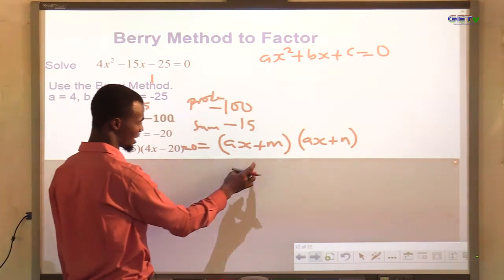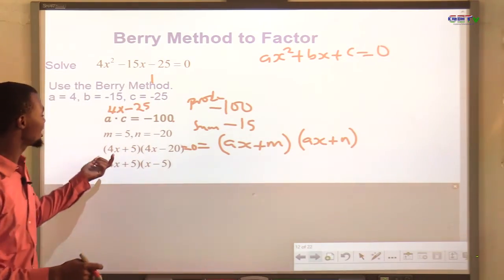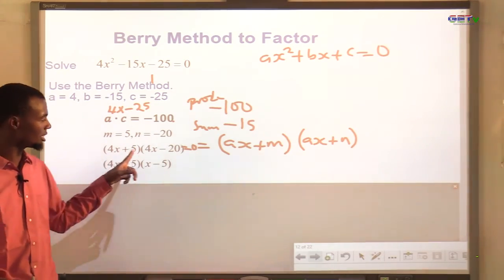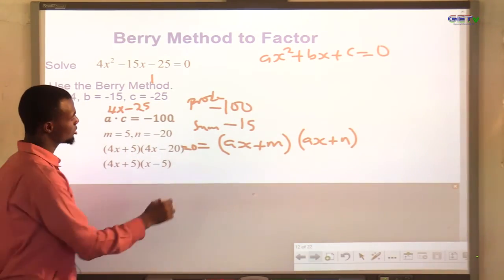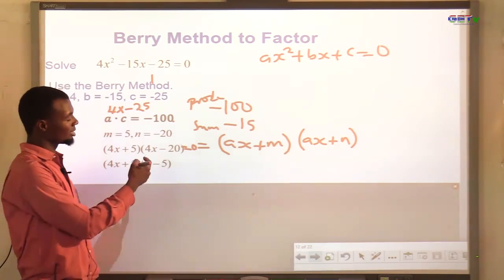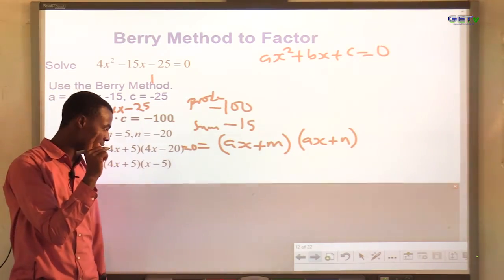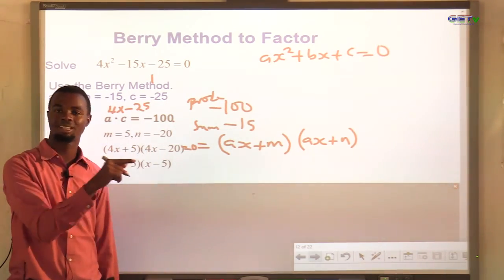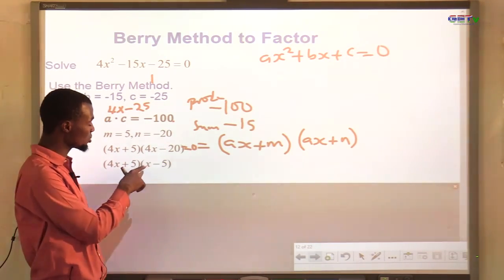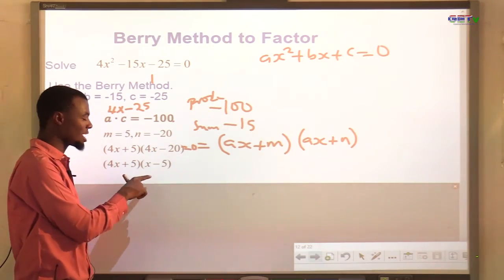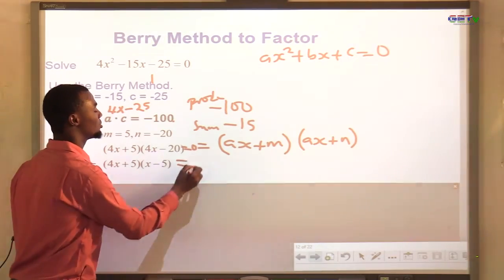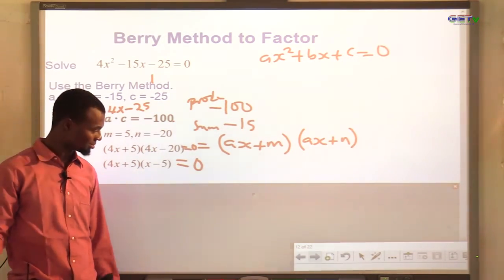You go to the next step. There is no common factor in the first binomial. But in the next one, there is a common factor: 4 and negative 20. What is the common factor? The highest one is 4. So 4 into itself is 1, then 4 into negative 20 gives you negative 5. This is why you have 4x plus 5 in brackets, multiplied by x minus 5. So the other factor is discarded. That is step 4.